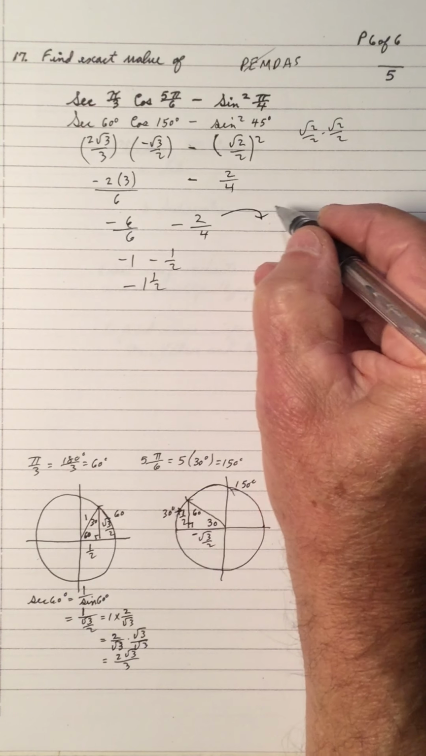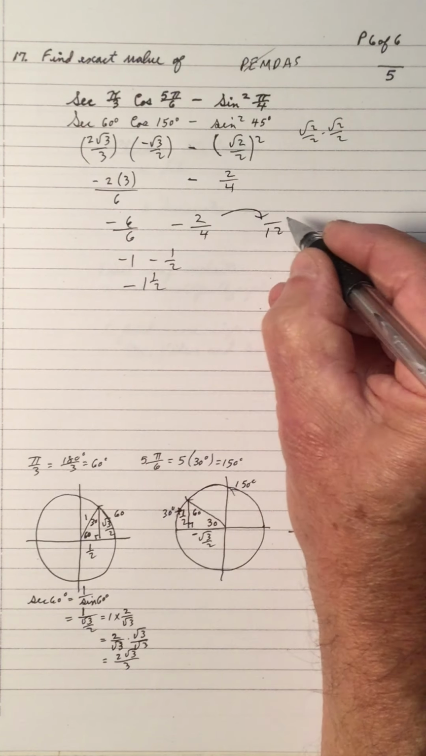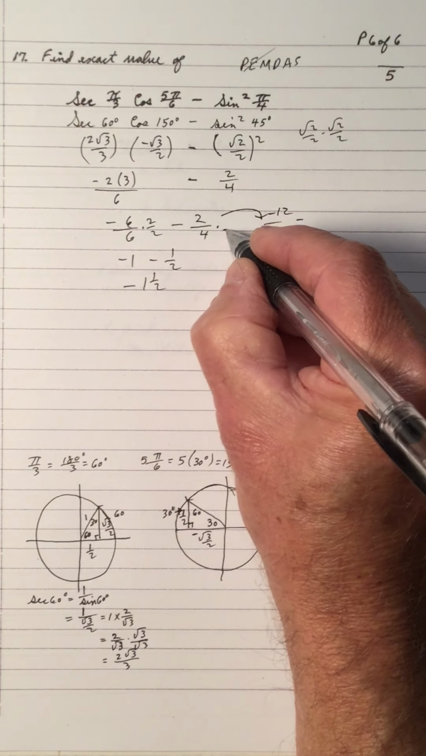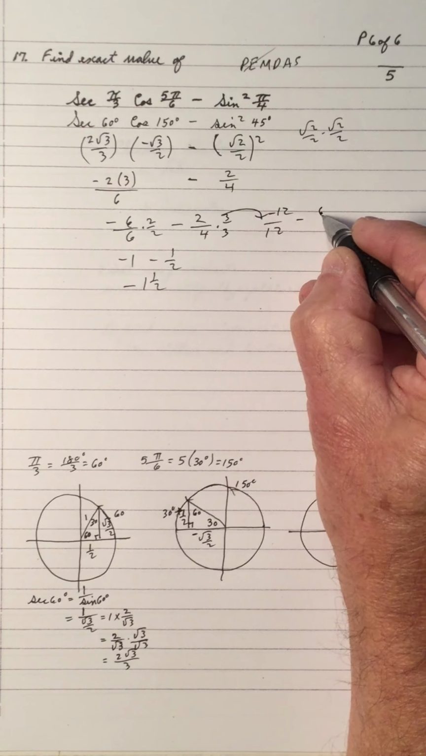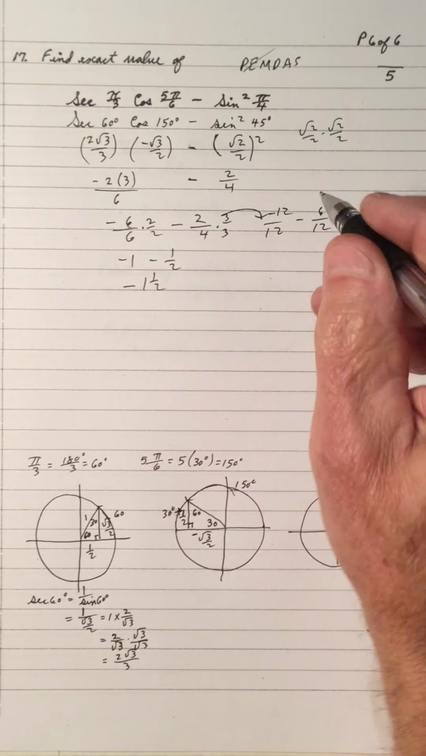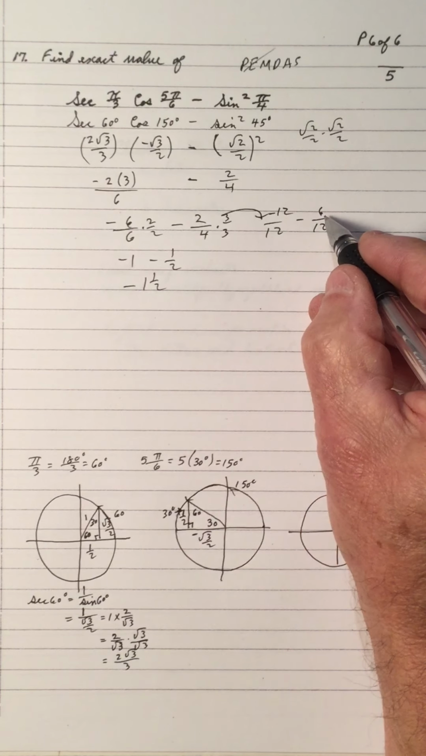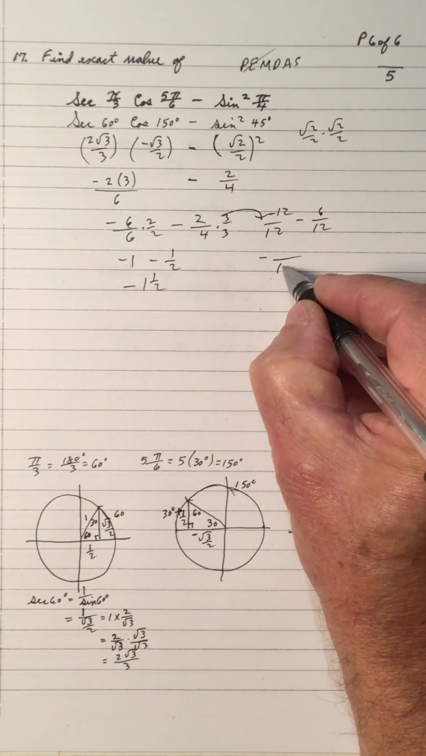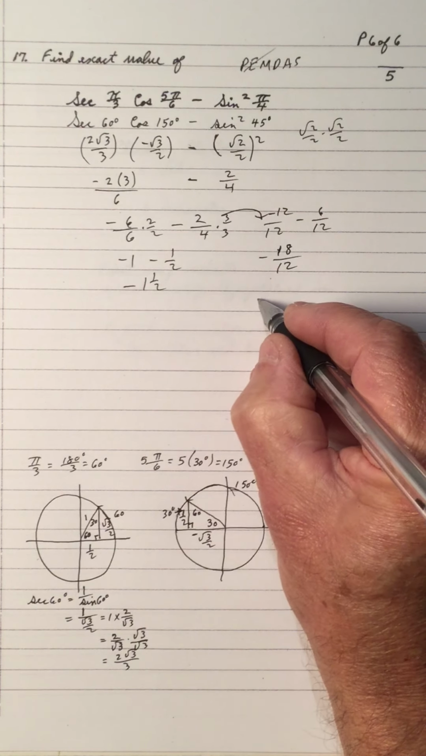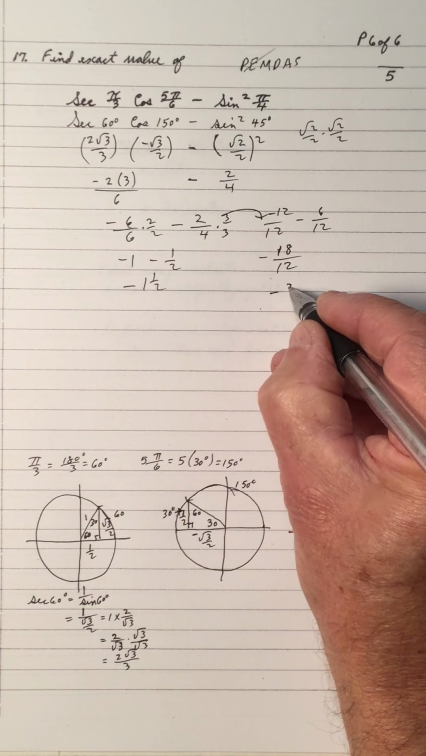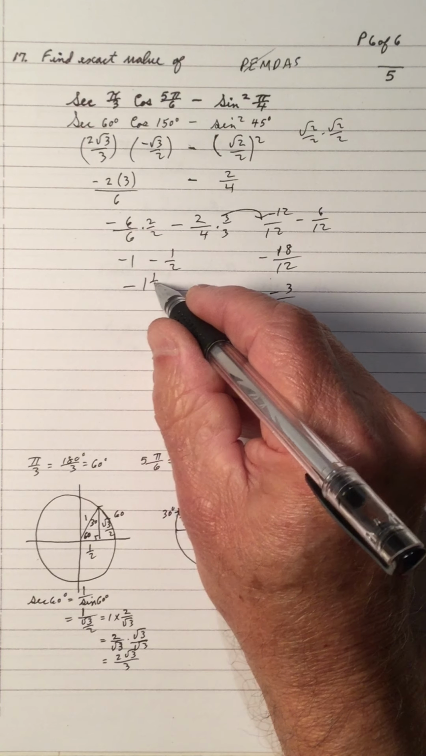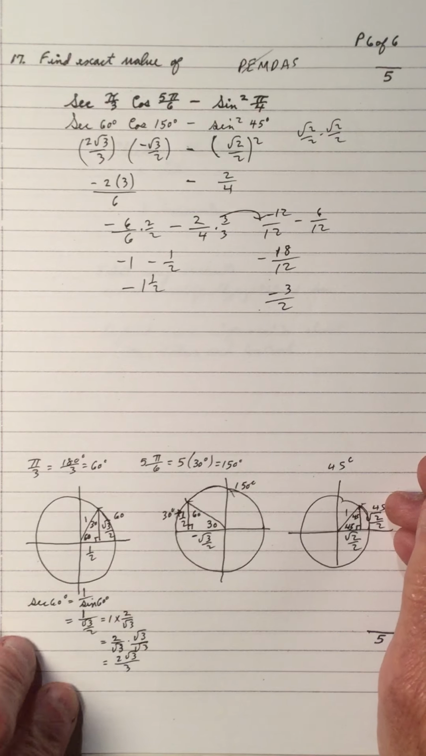Or we could have made the common denominator 12, multiplied by 2 over 2, which would give us a negative 12 over 12, multiplied by 3 over 3, which would give us a negative 6 over 12. Negative 12, negative 6 is a negative 18, 6 into 18 goes 3, and is negative. 6 into 12 goes 2. So negative 3 over 2 is the same as negative 1.5. And we have the correct answer.